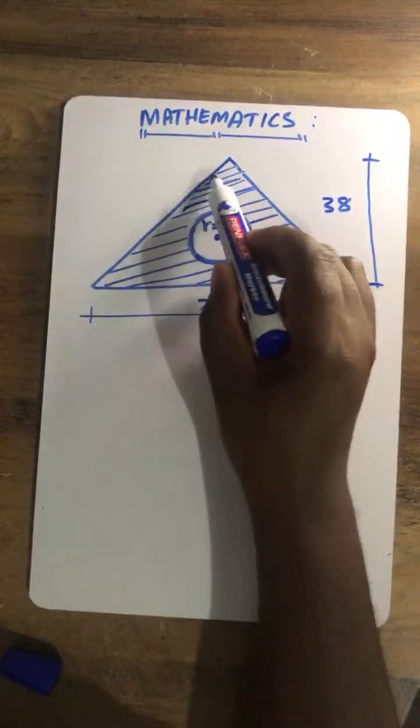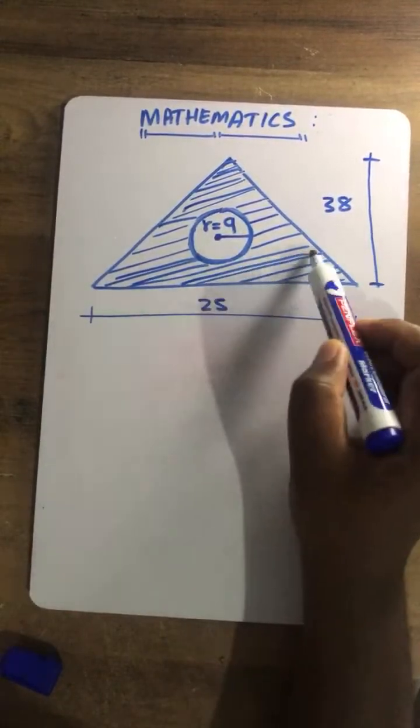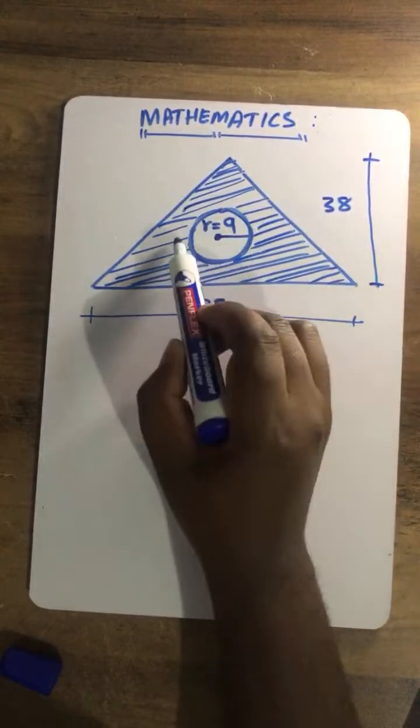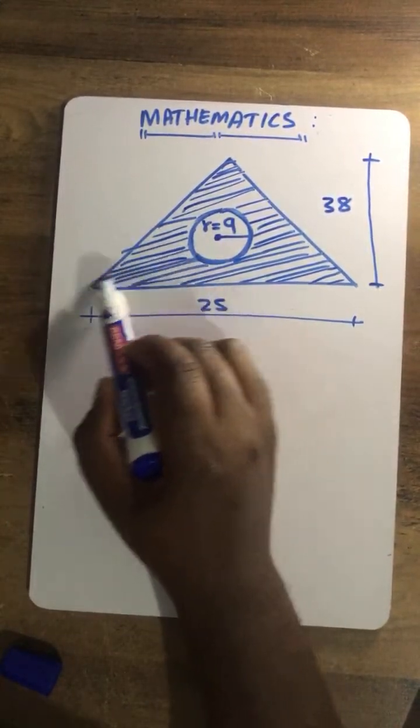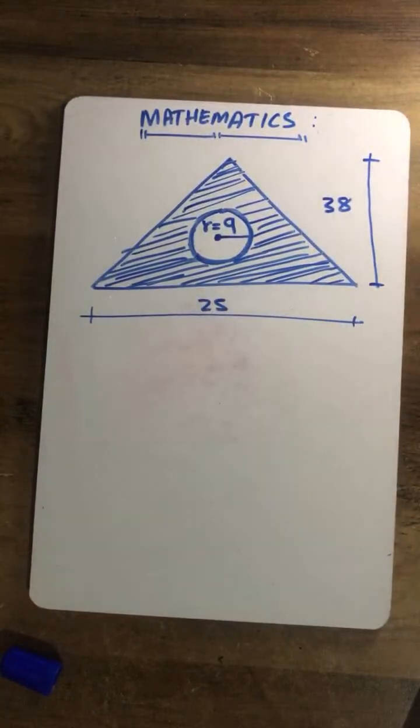So they want you to calculate the area of the shaded part. You see that part outside; the inside of the circle is not shaded. So they want you to calculate the area of that shaded part. Yes.